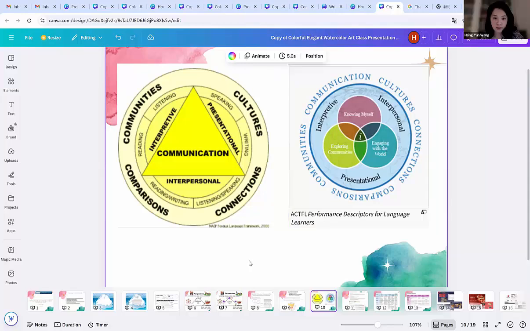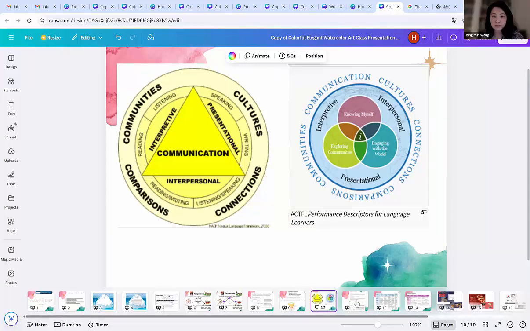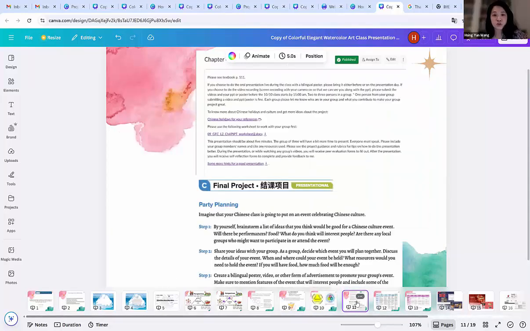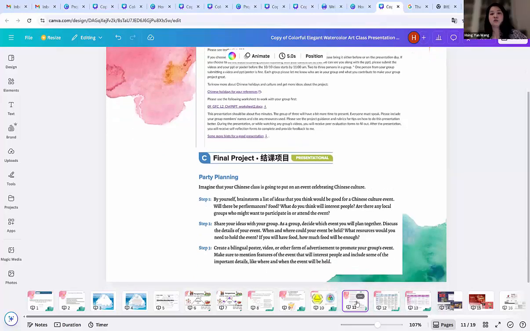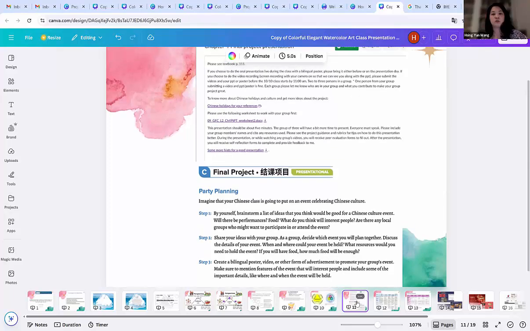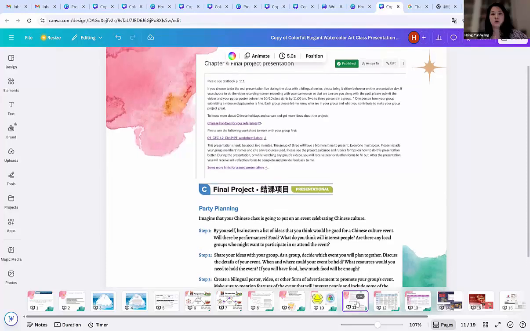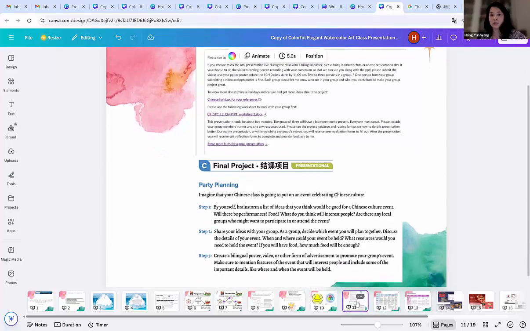Okay, and then the next one, I would like to share the projects I want my students to do. I put this on Canvas. I use Go Far Chinese, and they have very good presentational projects already. The main thing is for them to introduce Chinese culture, okay? And then they can also choose their own topic.